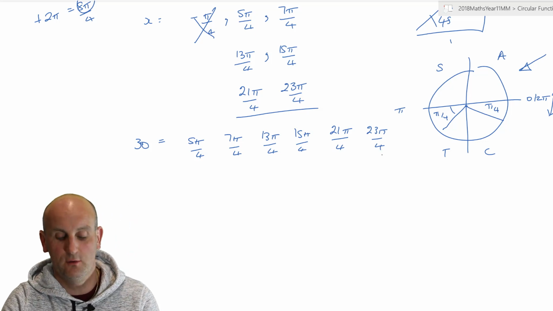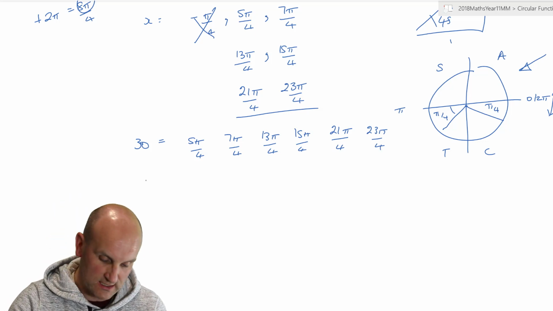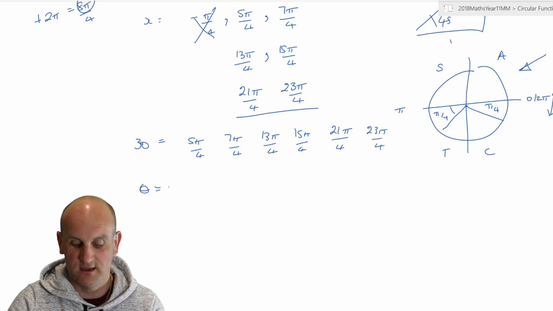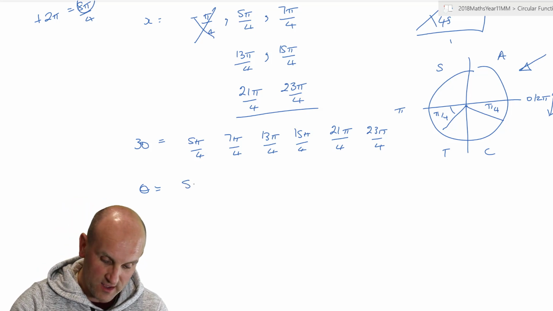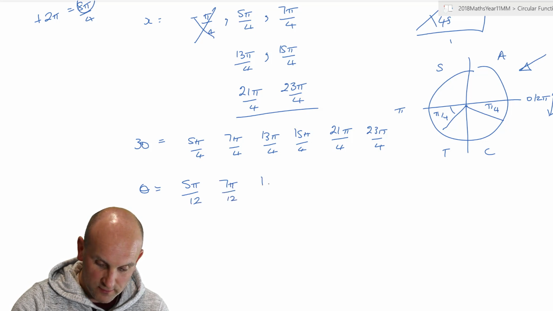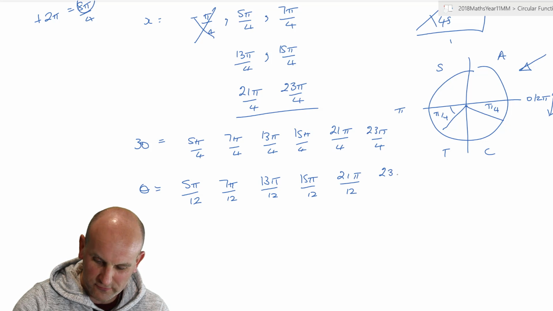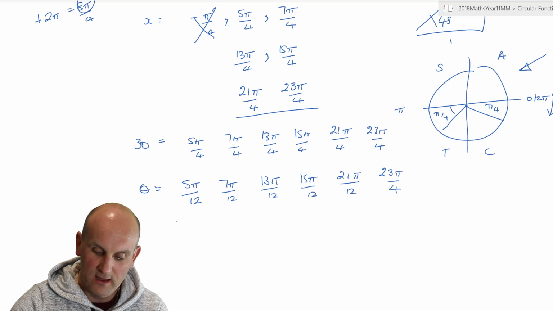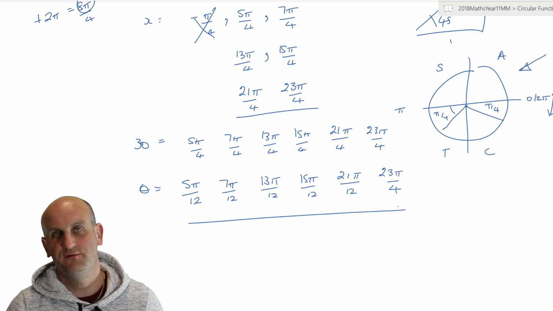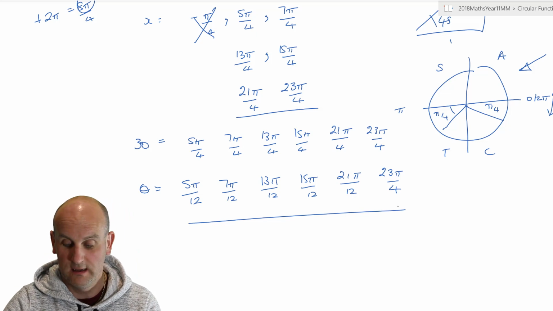So now I'm going to divide all of those by 3, which gives me that theta is, when I divide each of those by 3, it's the same as timesing by a third, which gives me 5 pi on 12, 7 pi on 12, 13 pi on 12, 15 pi on 12, 21 pi on 12, and 23 pi on 12. And interestingly, none of those cancel down other than the 15 pi on 12, which you probably could.